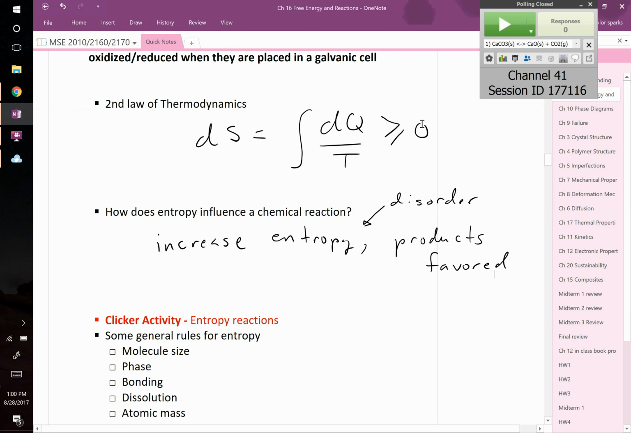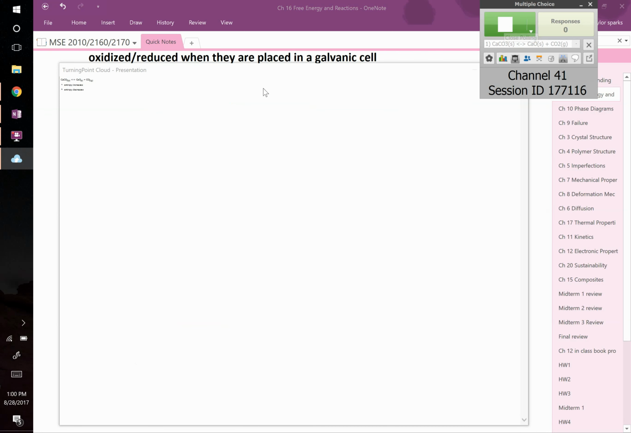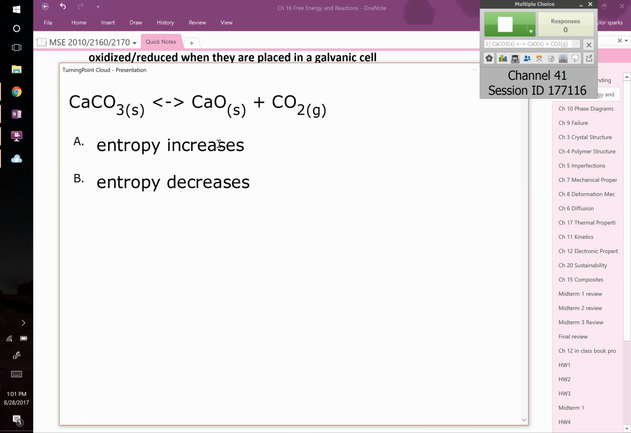Let's start with some clicker examples of this. So go ahead, grab your clickers. Found a way to make this work better, I think. Maybe. No, I didn't. Oh wait, I do. Okay.